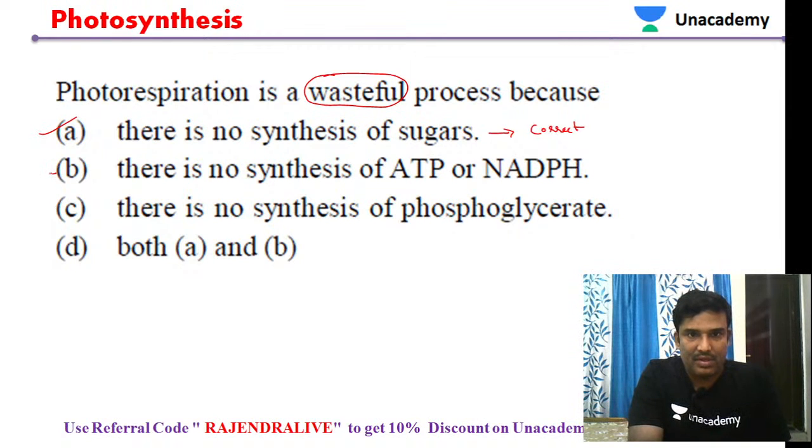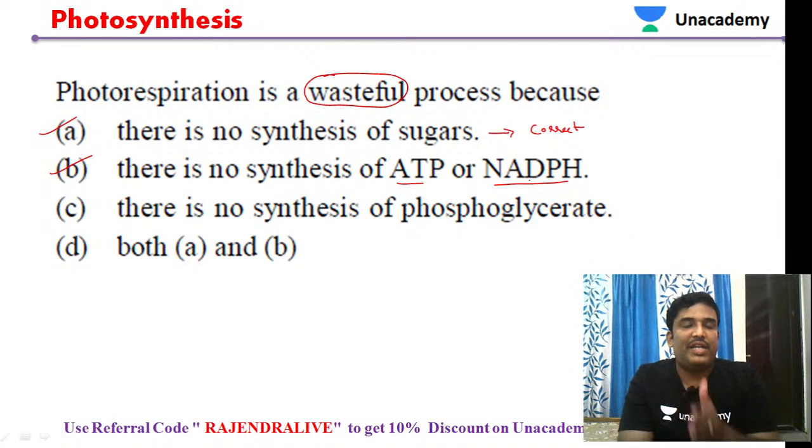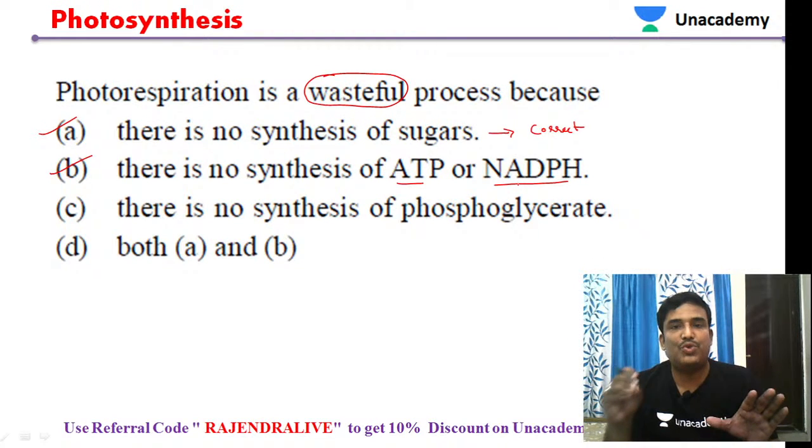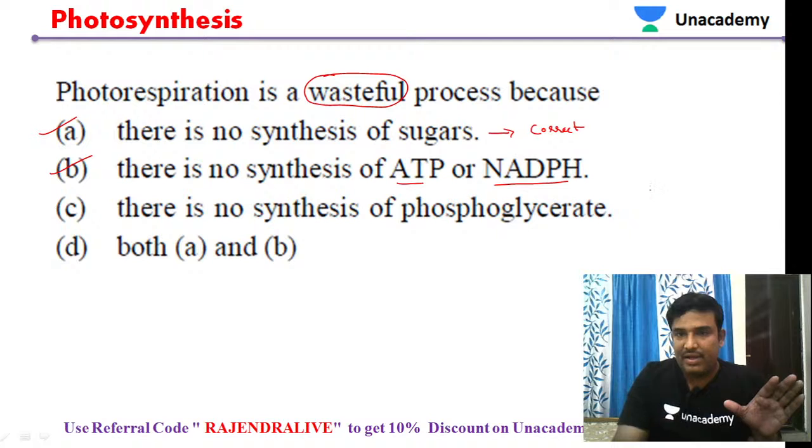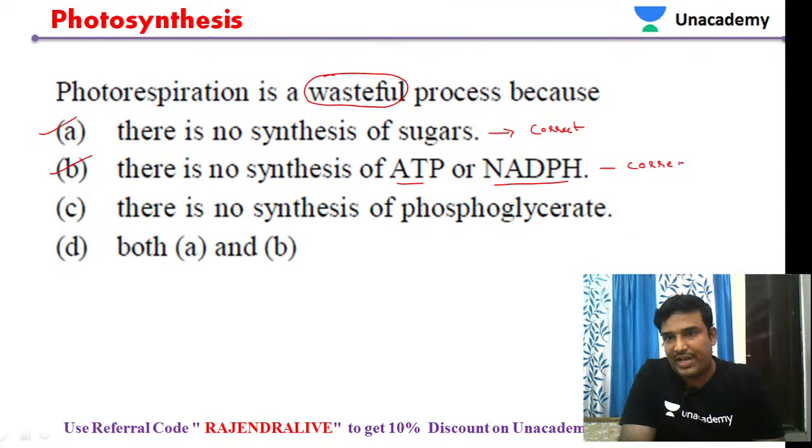Then, there is no synthesis of ATP and NADPH. We already have seen the metabolic reactions in the chloroplast, peroxisomes, and the mitochondria. What are the reactions that are taking place? In none of the reactions did ATP synthesis take place. So certainly this is also a correct statement. There is no synthesis of ATP or NADPH during the process of photorespiration, so certainly it is also a wasteful process.